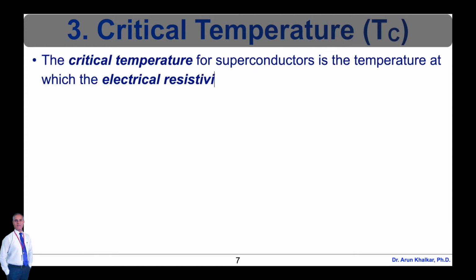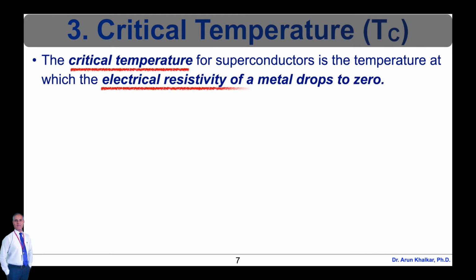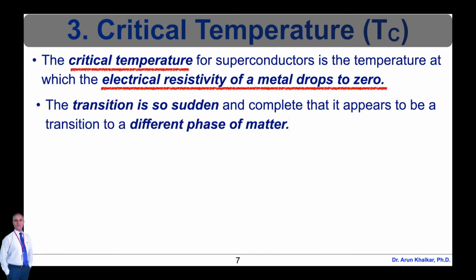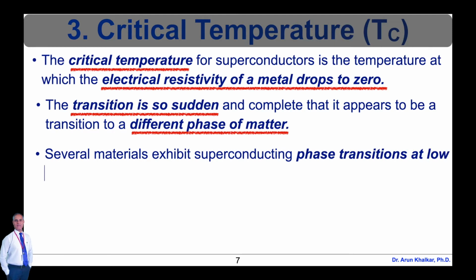The critical temperature of superconductors is the temperature at which the electrical resistivity of a metal drops to zero. The transition is so sudden and complete that it appears to be a transition to a different phase of matter. This superconducting phase is described by the BCS theory. Several materials exhibit superconducting phase transitions at low temperatures.